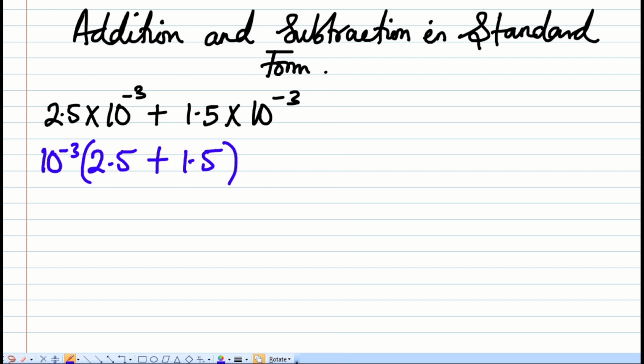So now we just need to simplify the terms in the brackets. 2.5 plus 1.5 is 4. So our final answer is 4 times 10 raised to the power minus 3. And it's as simple as that.